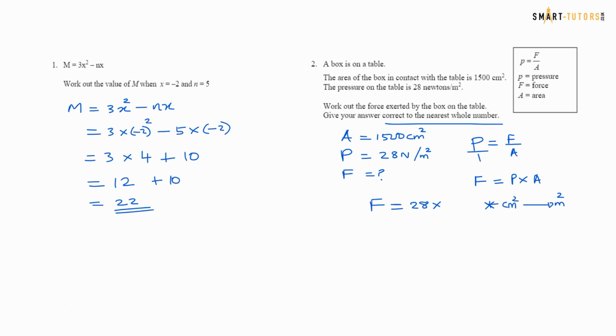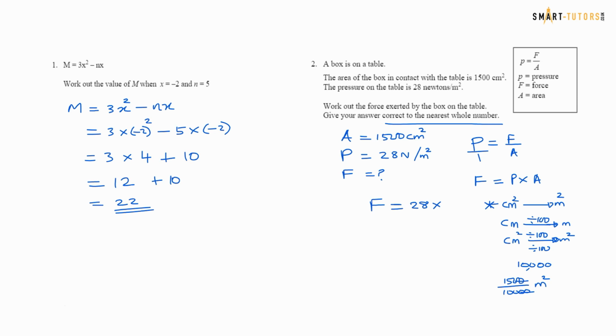So hope you understand the conversion. Centimeter to meter, we need to divide by 100, and centimeter squared to meter squared, we need to divide by 10,000. How the 10,000 comes is centimeter times centimeter. So divide by 100 and another 100, divide again by 100. So 2 times dividing by 100, which is 10,000. So you need to divide the 1500, the area, by 10,000, that much of meter squared.